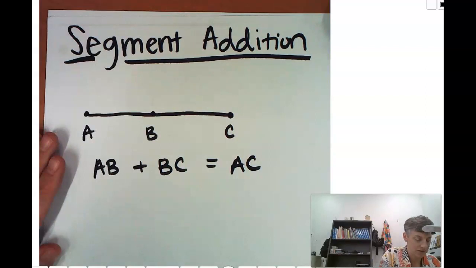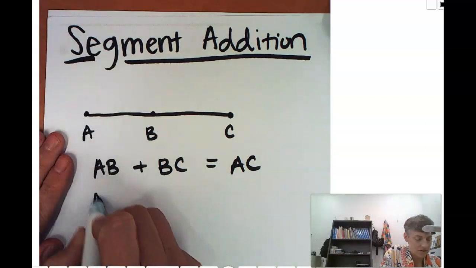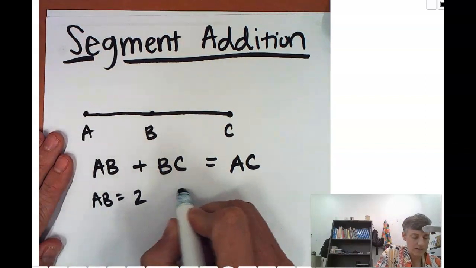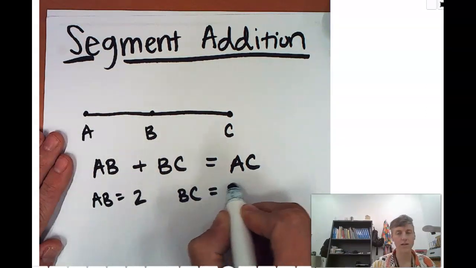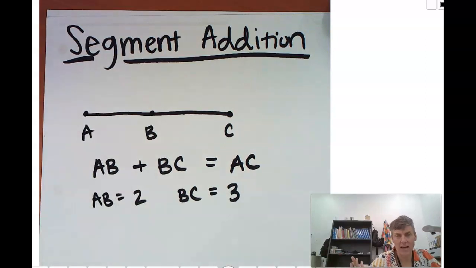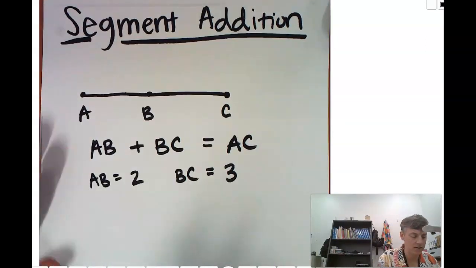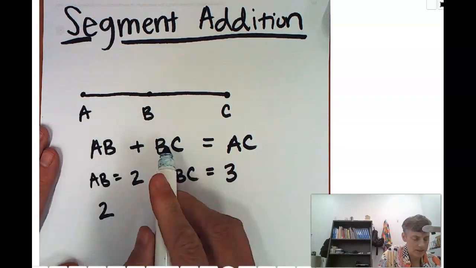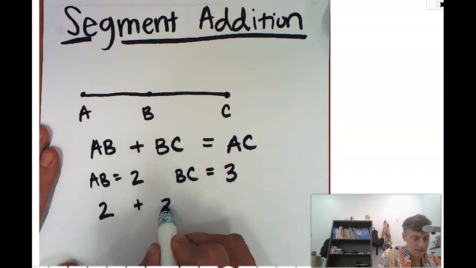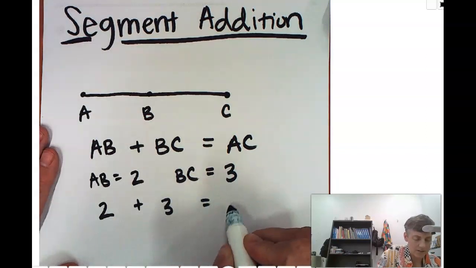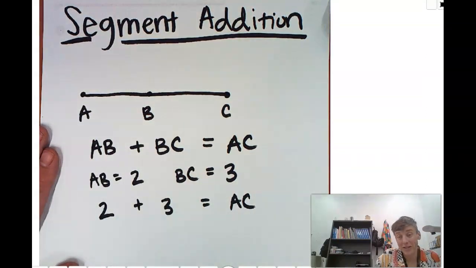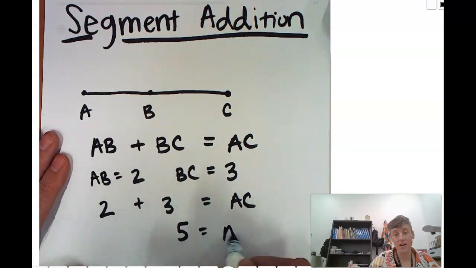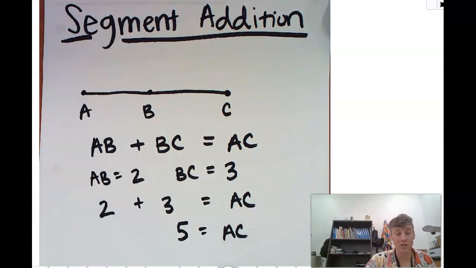Now let's add some numbers to it. Let's say that segment AB is 2 units long, and segment BC is 3 units long. How long would AC be? Well, we can plug our stuff in here. AB is 2 and BC is 3. That means segment AC is going to be, you guessed it, 5 units long. Ta-da! We just did some segment addition.